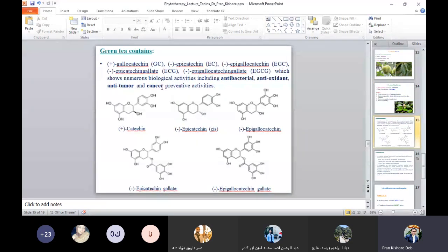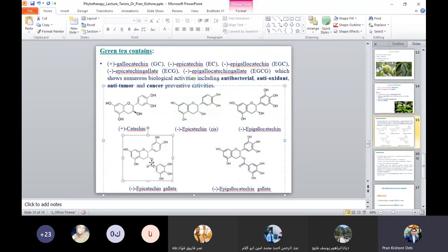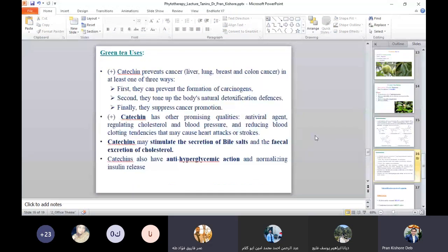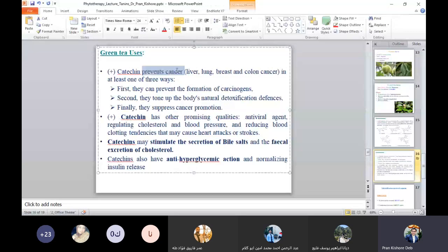The chemical constituent, they contain different isomers of catechin. You can see catechin, epicatechin, epigallocatechin. You don't need to remember the structures, just remember the names. And which shows numerous biological activities, including antibacterial, antioxidant, anti-tumor, and cancer preventive activities. Now let us see how they show these actions. The catechin is found to prevent cancers of liver, lungs, breast, and colon in at least one of three ways.